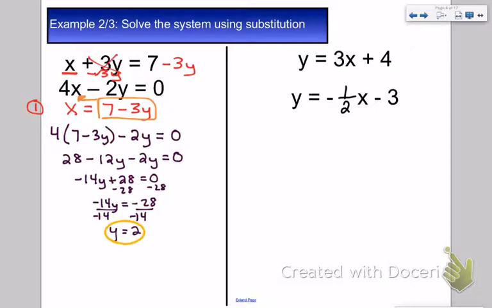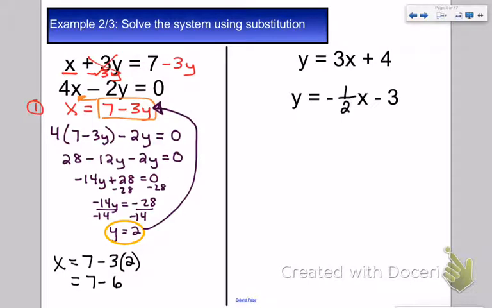Again, I have one part of it done, but I'm still not finished. I need to take that y is equal to 2 and plug it in for the y in my isolated equation. So it tells me x is equal to 7 minus 3 times y, and in this case, y is equal to 2.